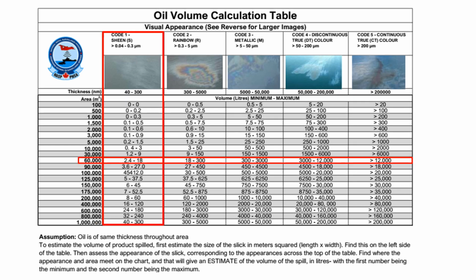So where those two intersect on the chart shows us an estimated spill volume range of between 2.4 and 18 liters for the spill that we've described in this marina. So coming up with an estimate like this allows us to scale our response and provide appropriate resources based on the particulars of the situation.